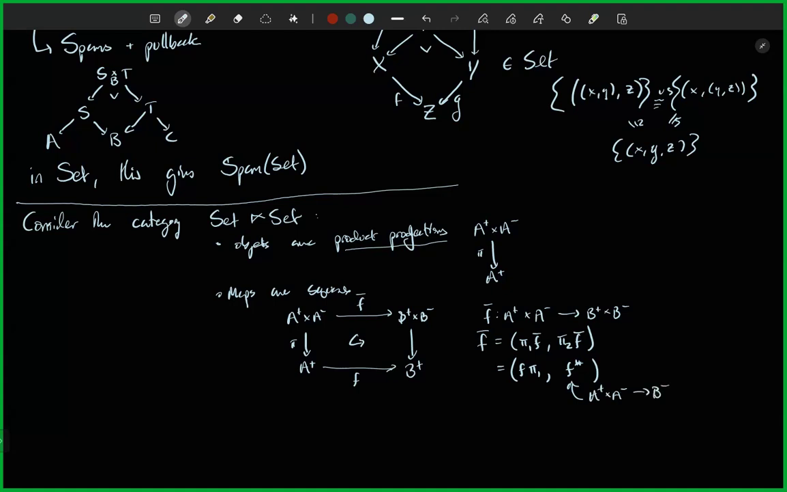So in fact, this is very, very similar to a lens, except that in a lens we would have had A plus times B minus to A minus. So it's sort of a dual to a lens, very similar. Okay.